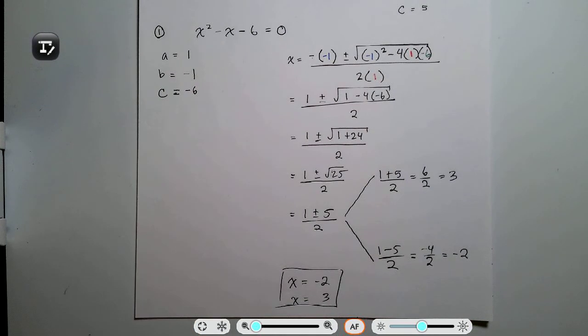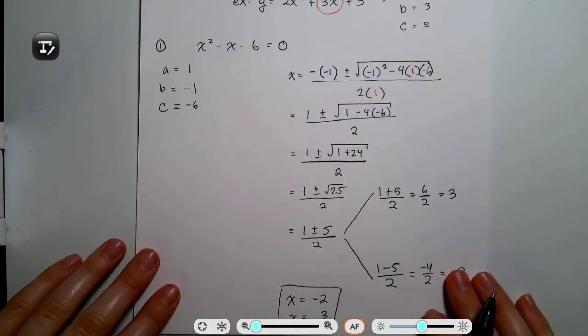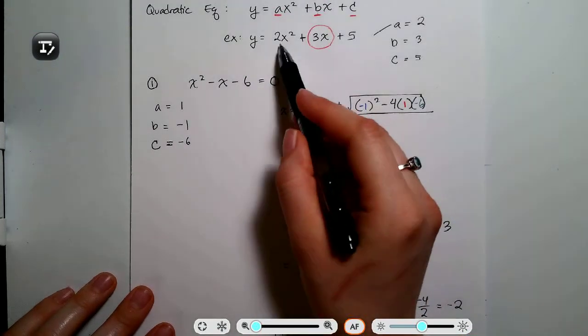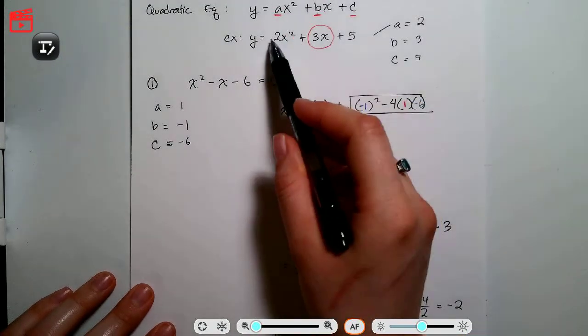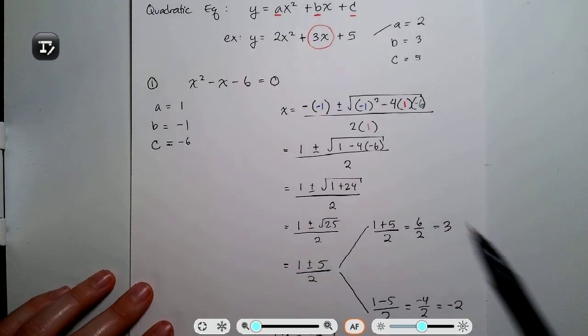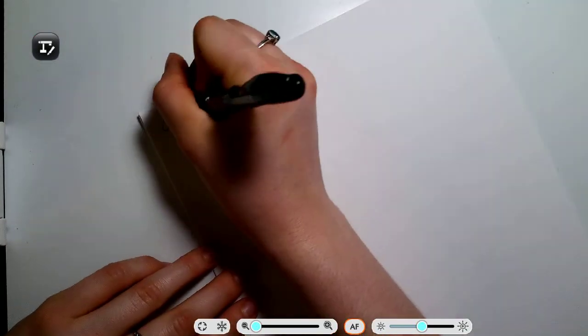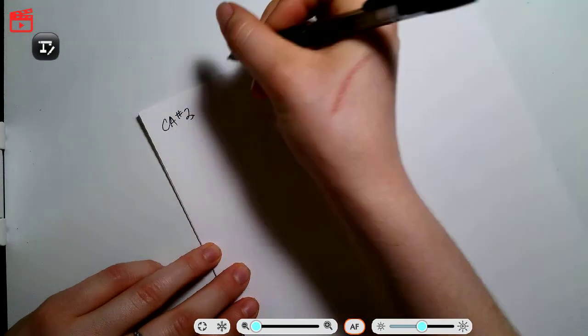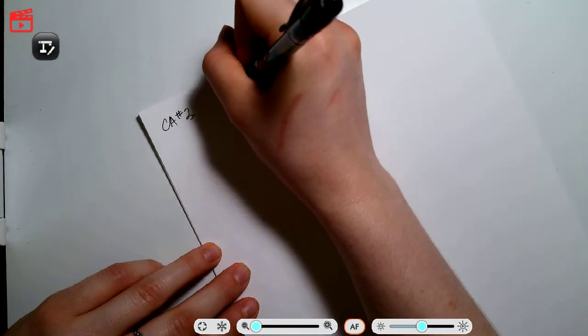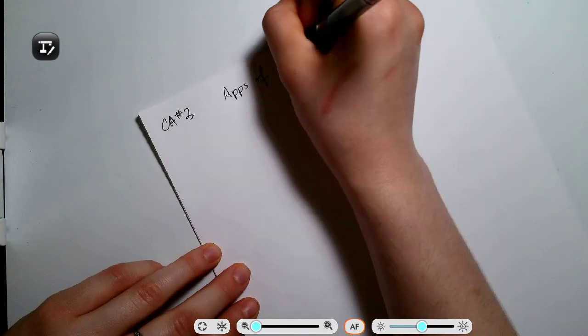Okay, and that's an example of how you'd use the quadratic formula for solving a quadratic when you don't have just the x squared. So when you have the full set of x squared and x, we're going to be using the quadratic formula. All right, and our last class activity for this video, an application. So class activity number 3. So apps of quadratics.